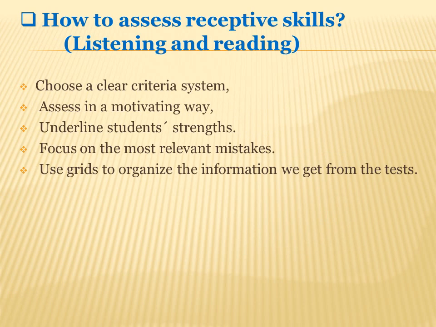Finally, we need to know how to assess receptive skills. In this case, we're talking about listening and reading. We need to choose a clear criteria system, which is something really similar to the things we've been talking about up to now. We need to assess in a motivating way. We need to underline our students' strengths, not our students' mistakes. We have to focus on the most relevant mistakes, not on all of them. And we also use grids to organize the information we get from the test.